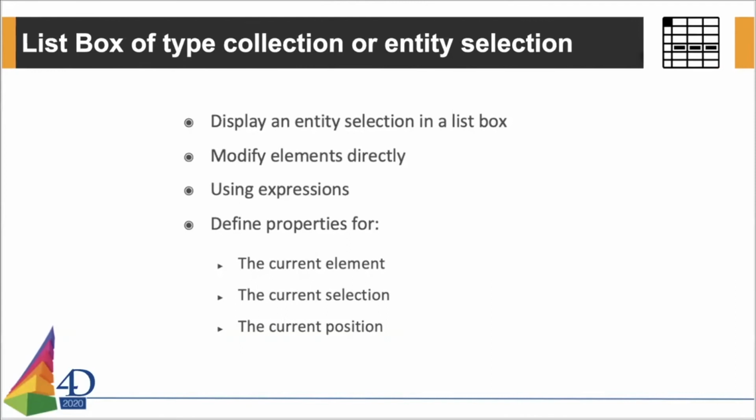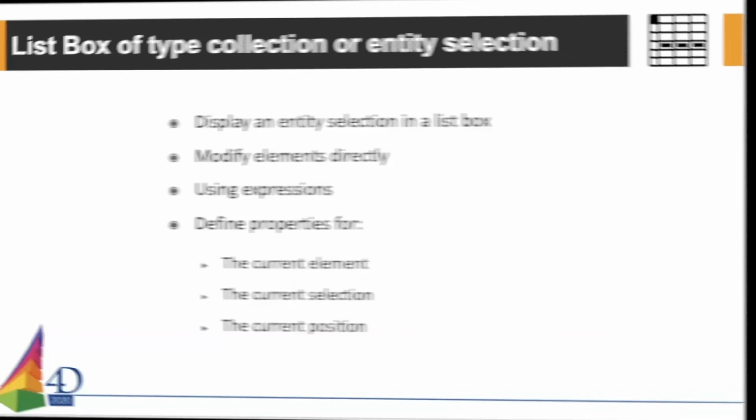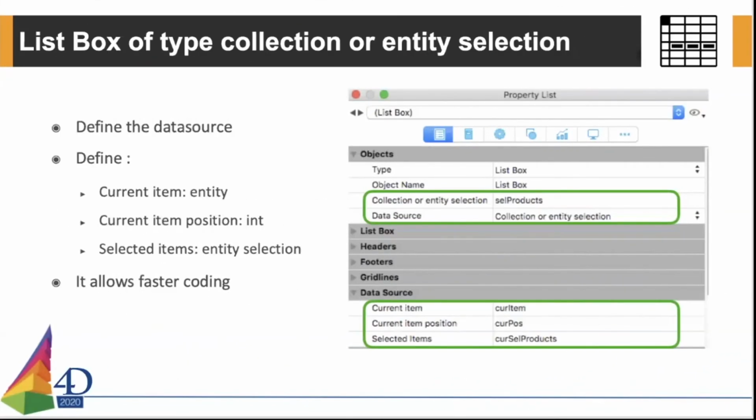List boxes can not only be used to display an entity selection, but they can also be used to modify the entity selection's content by directly editing values in the list box. To display an entity selection, you first need to select the collection or entity selection data source type.